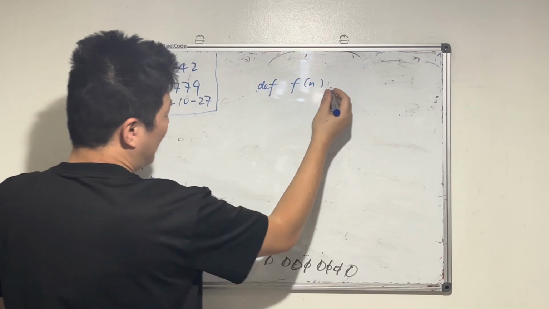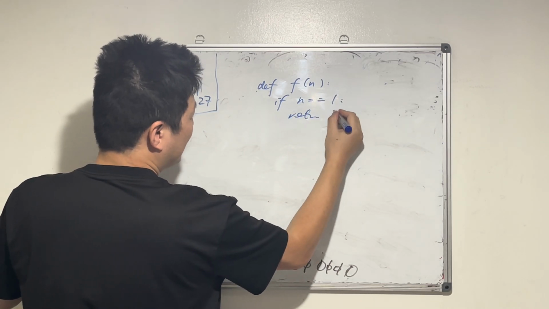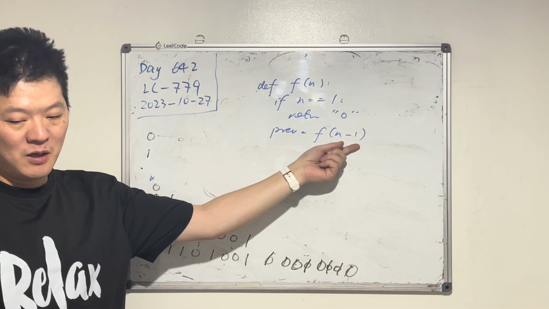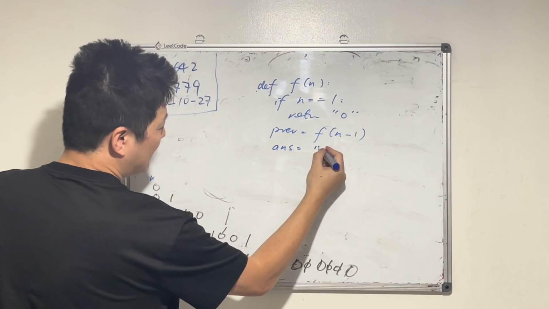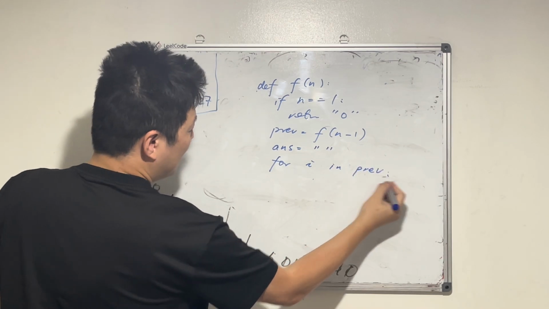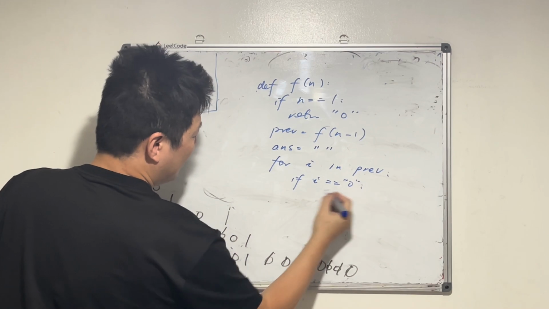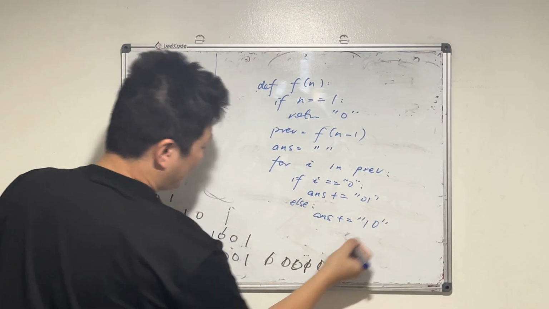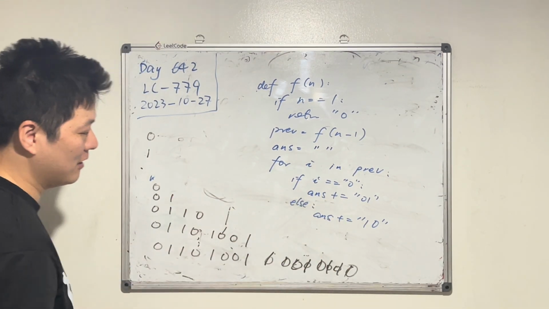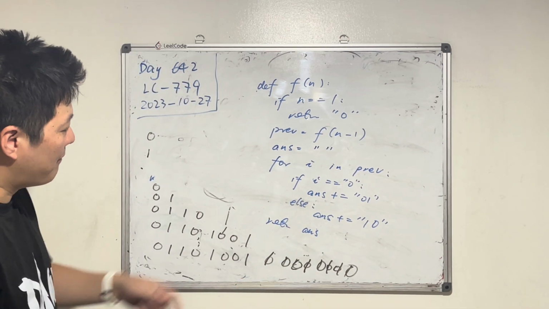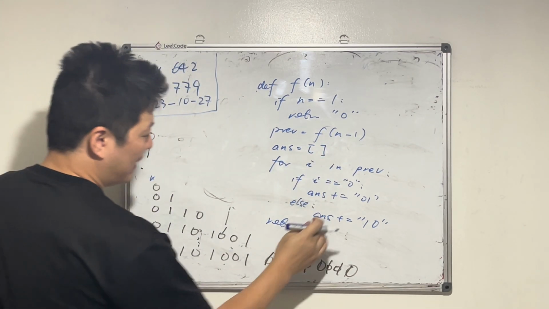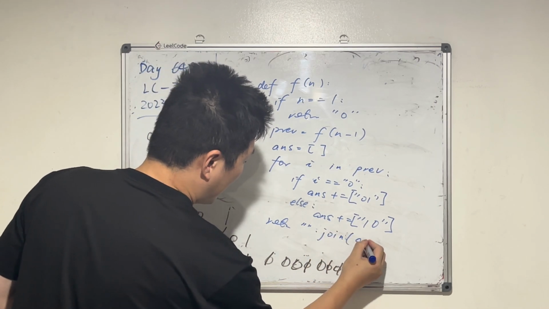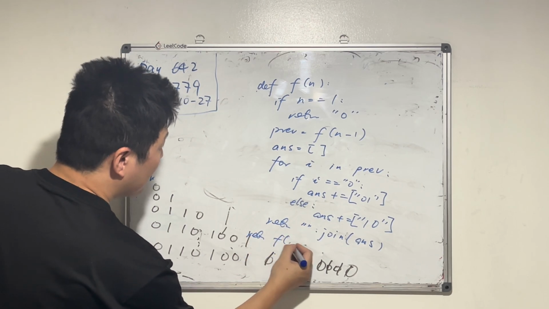Define f(n). We want to find out the nth row. So if n equals 1, then we need to return 0, right? So the previous equals f(n minus 1). So based on the previous row, we know the current row is answer. Answer equals empty, and then we need to go through the previous. For i in previous, if i equals 0, then answer plus equals 0, 1. Else answer plus equals 1, 0. Right? So this is just the process of replacing 0 with 0, 1 and 1 with 1, 0. And then return answer. Okay, one quicker implementation is instead of using string concatenation, we use an array, and then we just append to the array and return the empty string dot join, right? Okay, so now once we have this f function, we can just return f(n).